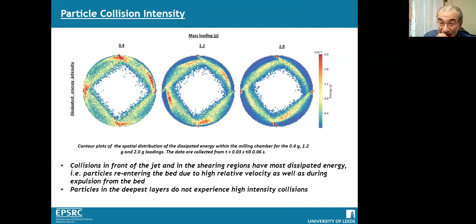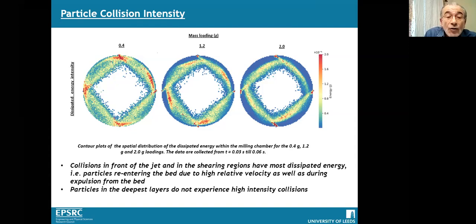So in the next 3 slides, I have the actual profiles of the collision intensity, collision frequency, and the total kinetic energy. This one is the collision energy. And for collision energy intensity, for 0.4, 1.2, and 2 gram holdup, these are spatial distributions of dissipated energy. And basically, what you see here is that collisions in front of the jet and in the shearing region have most of the dissipated energy. And of course, particles enter the bed.